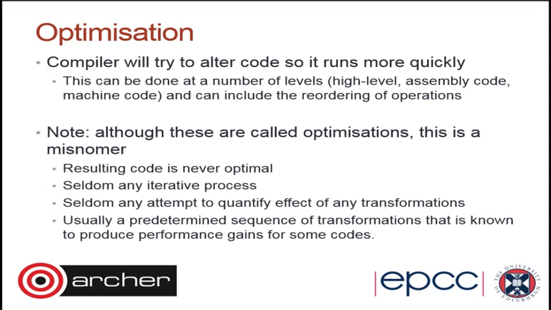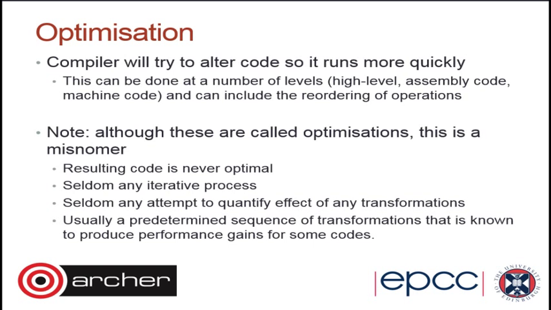So on the source code directly, that you've directly given it, all the way down to the machine code that it's generating for the specific processor, the specific version or model of that processor. It does a whole load of stuff. Now, we call these optimizations. Maybe that's a bit of a false term. Maybe it's a bit of a misnomer.